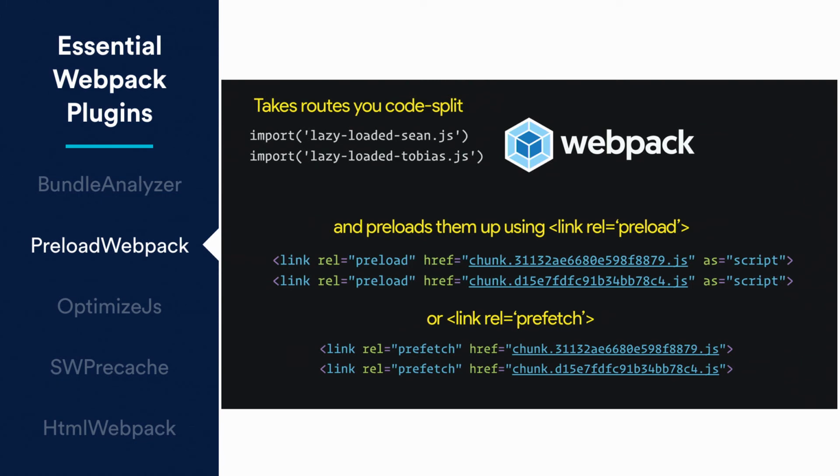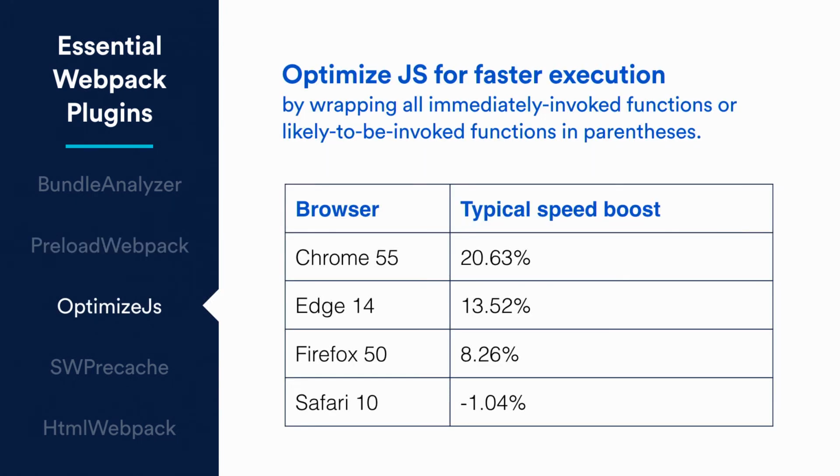Preload Webpack allows you to automate creation of this link preload and link prefetch script tags that I was just talking about. It essentially does all of the magic for you. Optimize.js is an interesting one. It's a JavaScript optimizer that adds to your already optimized bundled code specific JavaScript engine optimizations, and it usually works by wrapping all immediately invoked functions or likely to be invoked functions in parentheses. You might try it out and see if your JavaScript ends up being more performant. It's a really easy win without doing much work.